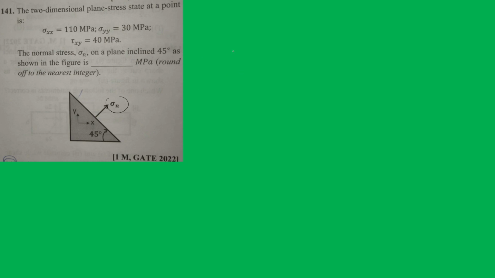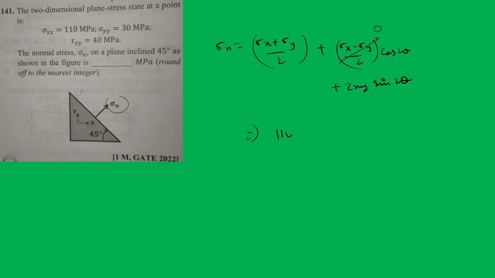Now there is another question, where they have given you sigma x, sigma y and tau xy, and they are asking for sigma n. So sigma n is equals to sigma x plus sigma y by 2 plus sigma x minus sigma y by 2 cos 2 theta plus tau xy sin 2 theta. Theta is 45 degrees, so cos 2 theta would become cos 90, so this will become 0. So we can find out directly.